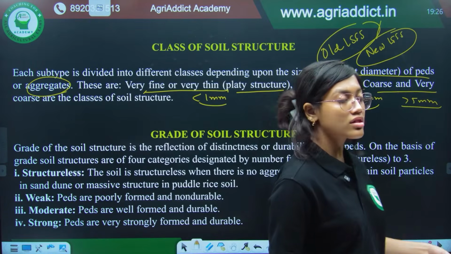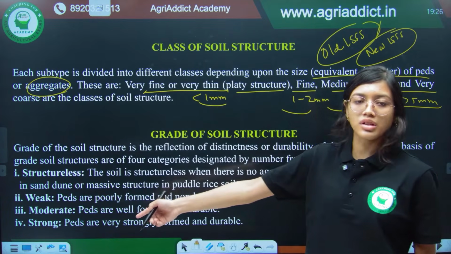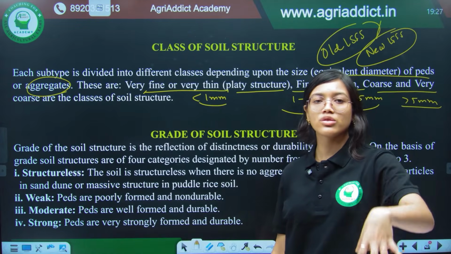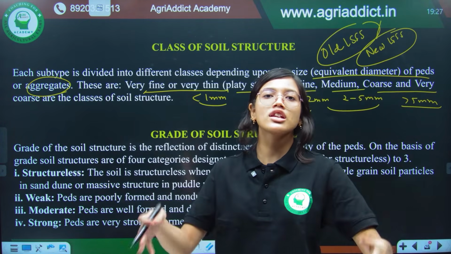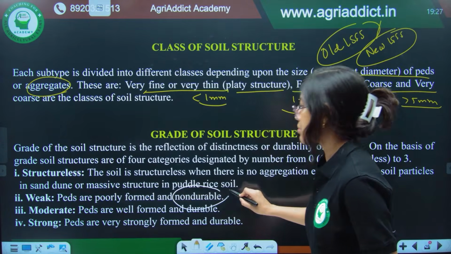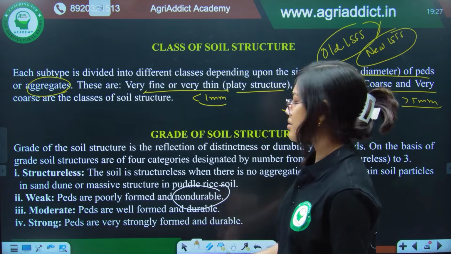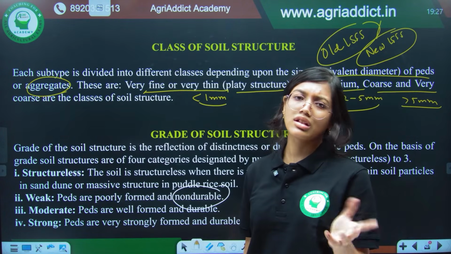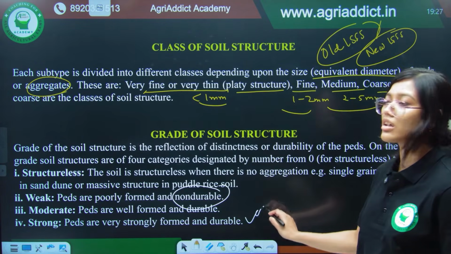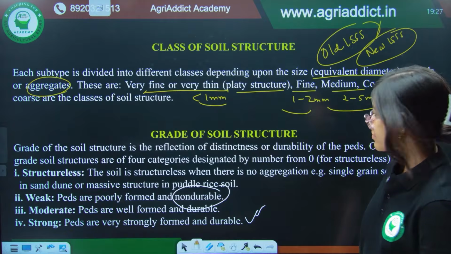Now coming to the structured soil. In case of structured soil, you can have weak, moderate or strong. Weak means whenever you throw a lump of soil, it will not dissociate into distinct fractions. So these are non-durable and they are poorly formed. Moderate means somewhat distinct and somewhat non-distinct, and strong means they are very strongly formed and durable. Clear?